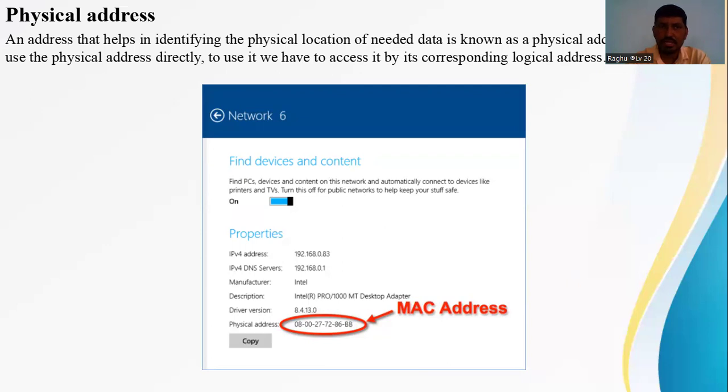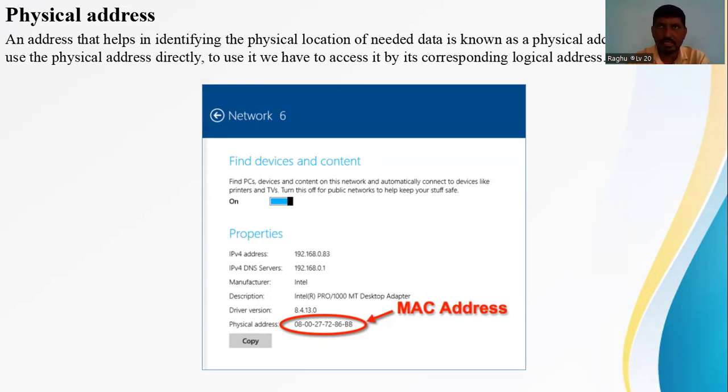We cannot use the physical address directly. We can only access it through the corresponding logical address. Whenever we communicate, the physical address has one place. For suppose I have to open the Google or Chrome browser. At the time of opening this particular browser, it collects the information for the physical address. Automatically the system generates the logical address, and it performs the task.